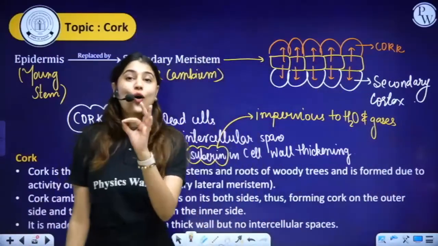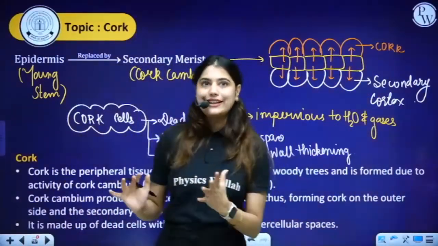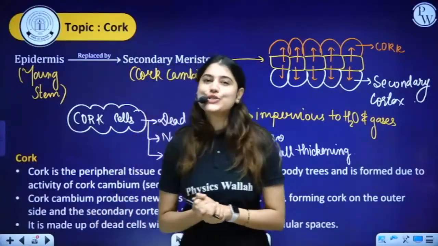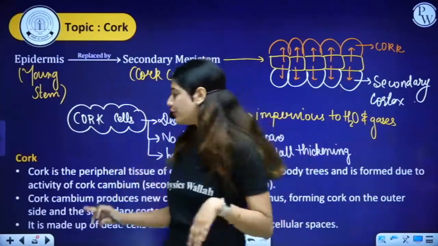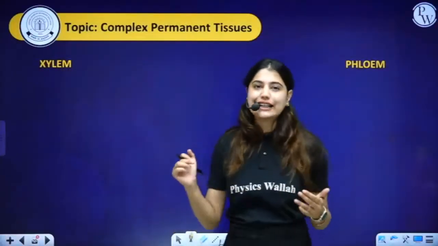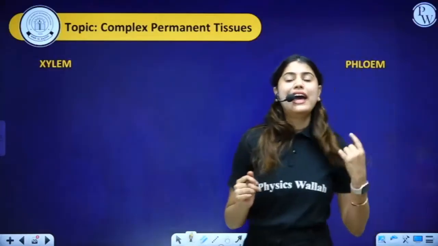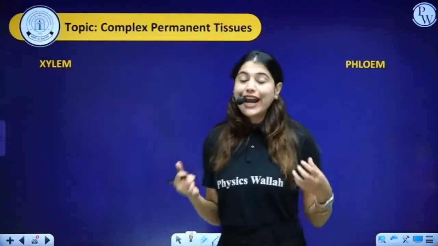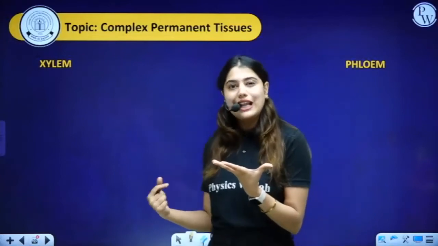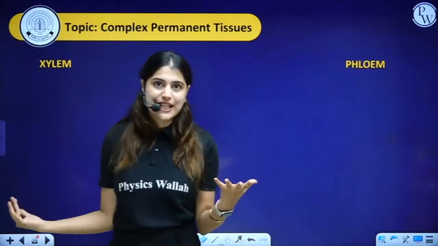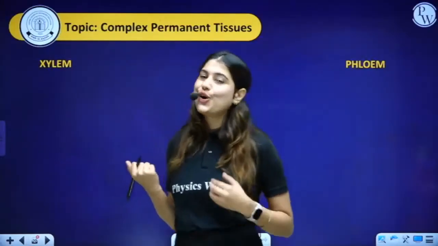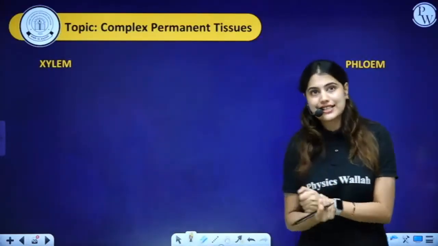That was all about the protective tissue. Let's move towards the complex permanent tissue, that is xylem and phloem. So we have complex permanent tissue, xylem and phloem. Both of them help in transport. Hence, we can call them conducting tissue because they are helping in conducting the substances, either the water or the food. Conducting tissue can also be called vascular tissue.